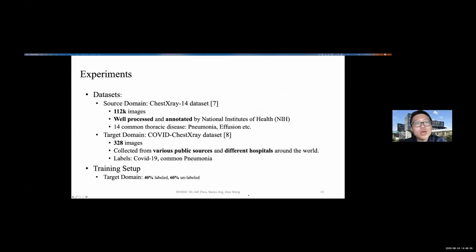For experiments, we use the ChestX-ray14 dataset, which has 112K well pre-processed and annotated images covering 14 common thoracic diseases. We then use the newly available COVID chest X-ray dataset as our target data domain. By the time of the project, it had 328 images from various public sources, such as online publications and online repositories from different hospitals around the world. We follow the semi-supervised training protocol, where during training, we only use 40% of the labeled images in the target domain, while evaluation is done on the remaining 60% of the images.